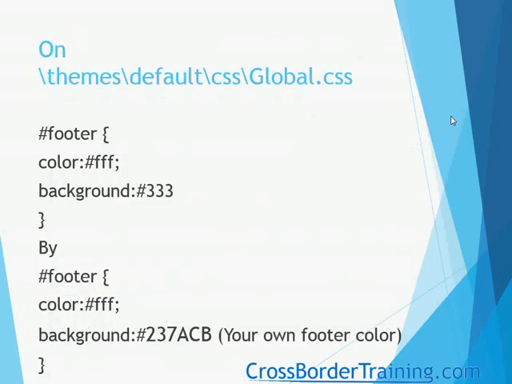In the same file, which is global.css, you will see that there is the footer, which has a background color of 333, which is gray. So you will replace the background color with 237ACB, and automatically your footer will be the color you want.